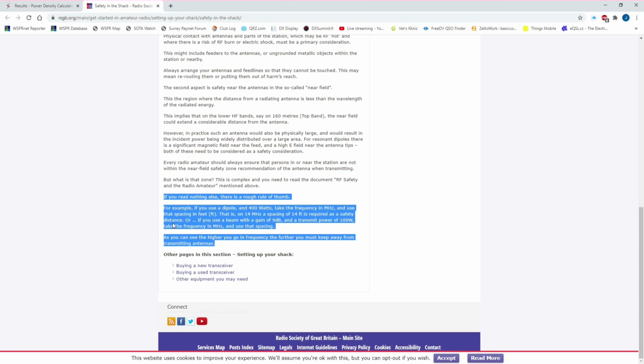If you're at 400 watts, and it gives you a rule of thumb for if you're using a beam. So basically, as it says here, the higher you go in frequency, the further you must be away from the transmitting antennas. So there you go. That's just a quick bit of guidance more for the newly licensed M7s coming in, and even some of us who have been around ham radio for a lot longer, just to give us an idea of what's safe.